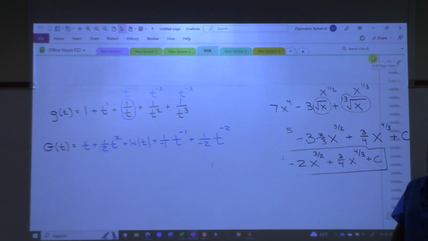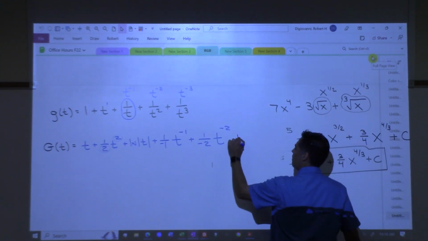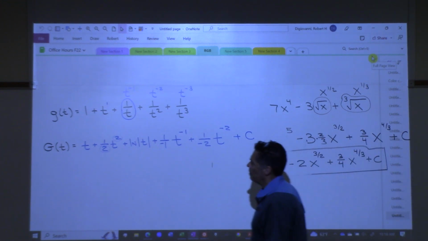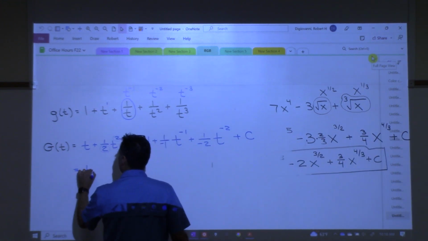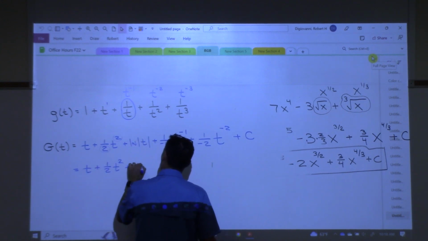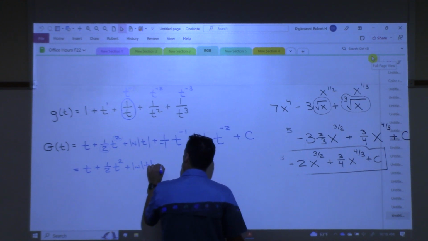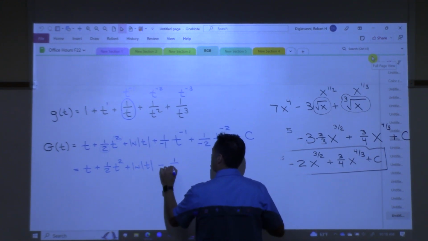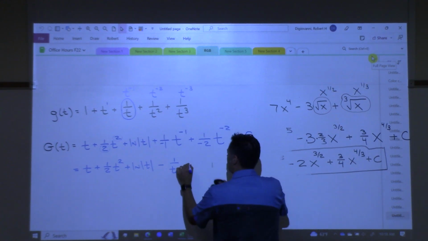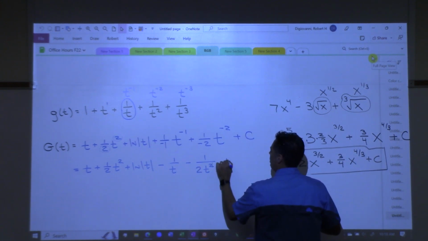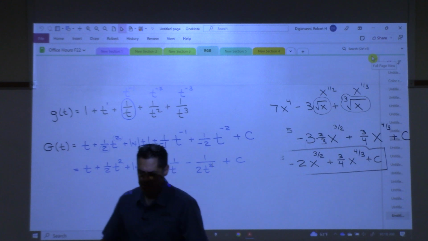Am I done? Let's see. Clean it up. T plus 1/2 t squared plus the natural log of the absolute value of t minus, let me write it this way, 1 over t minus 1 over 2t squared, plus c. All right, let's see, do you understand this?